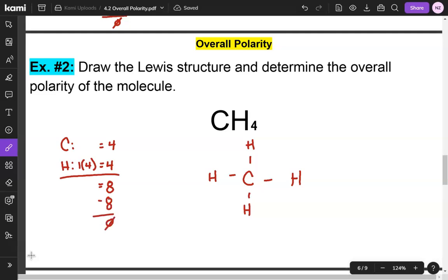Okay, now let's just quickly check. Every hydrogen has 2, and they want 2. Carbon has 2, 4, 6, 8. It's happy. So now we move on and take a look at everything. Every single atom attached to the central atom is the same. We don't have any lone pair of electrons here, so this is going to be nonpolar.